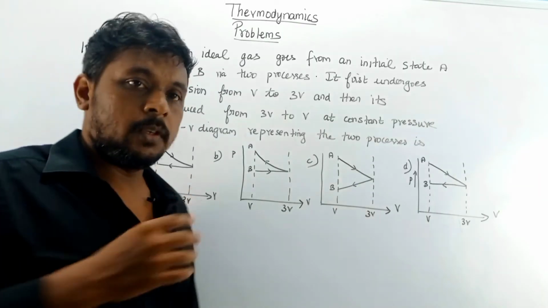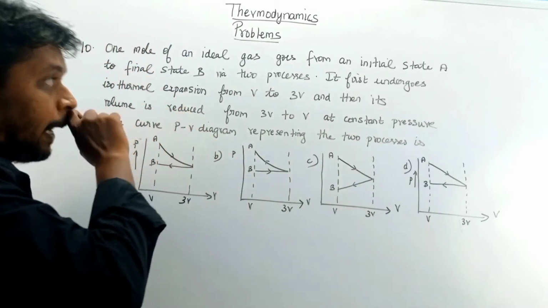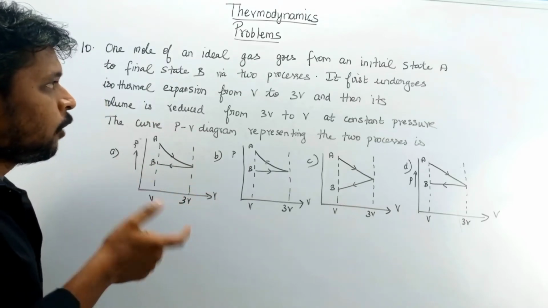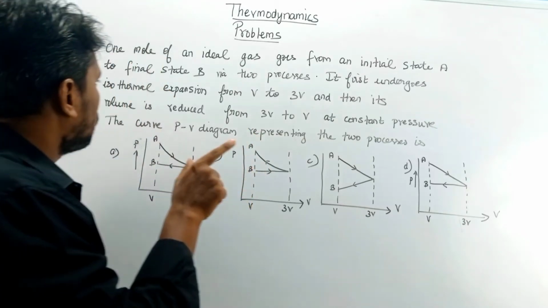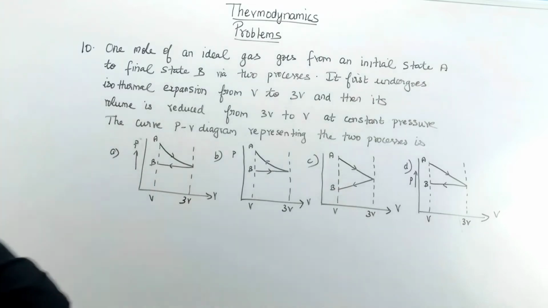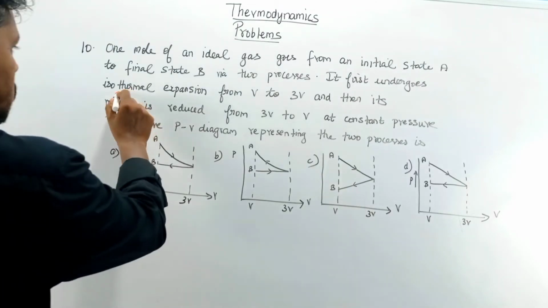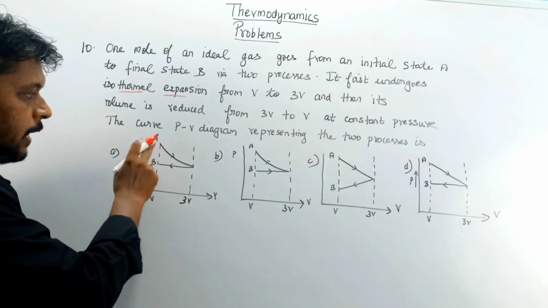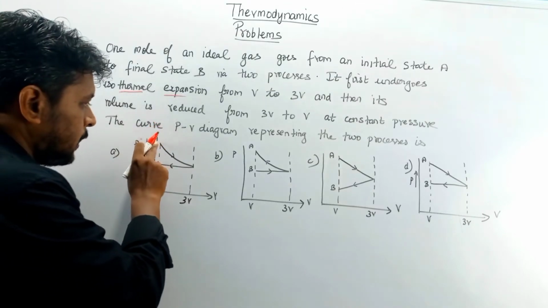Now the 10th problem. Here we see that 1 mole of an ideal gas goes from initial state A to a final state B. We have two processes. It first undergoes isothermal expansion from V to 3V, that is, A moves from this point to this point.